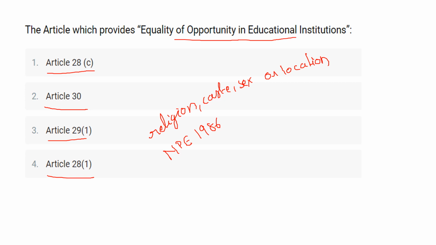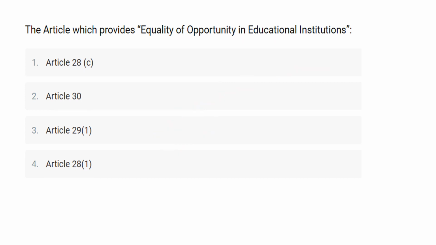So article 29 clause 1 provides all the citizen groups residing in India having a distinct culture, language, script the right to conserve their culture and language. This right is absolute and there is no reasonable restriction in the interest of the general public here. So here option 3, that is article 29 clause 1, is the correct answer.